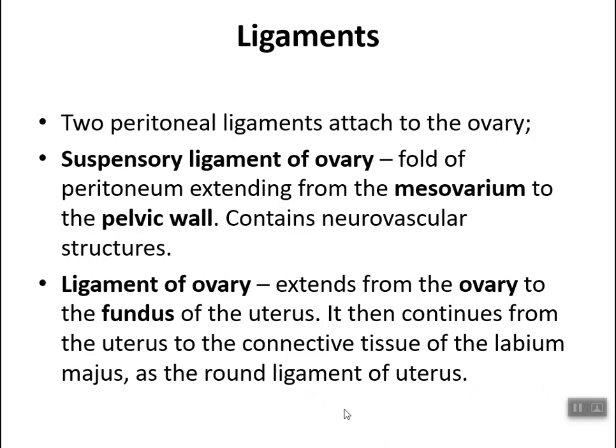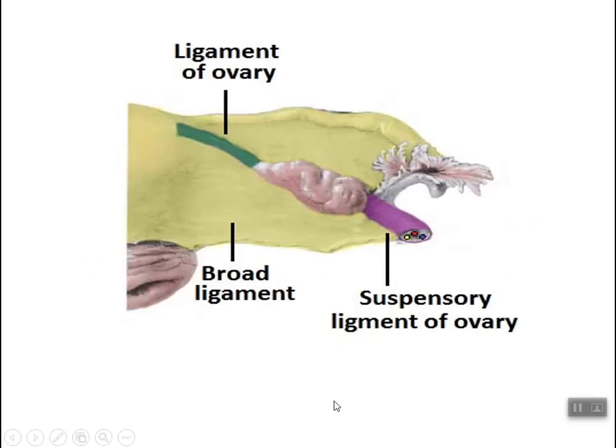So there are two main ligament structures supporting or attached to the ovaries: the suspensory ligament of the ovary and the ligament of the ovary. The suspensory ligaments run from the mesovarium to the pelvic wall, and the ligament of the ovary runs from the ovary to the fundus of the uterus. Here you can see the ligament of the ovary, the suspensory ligaments of the ovaries, and the broad ligament.